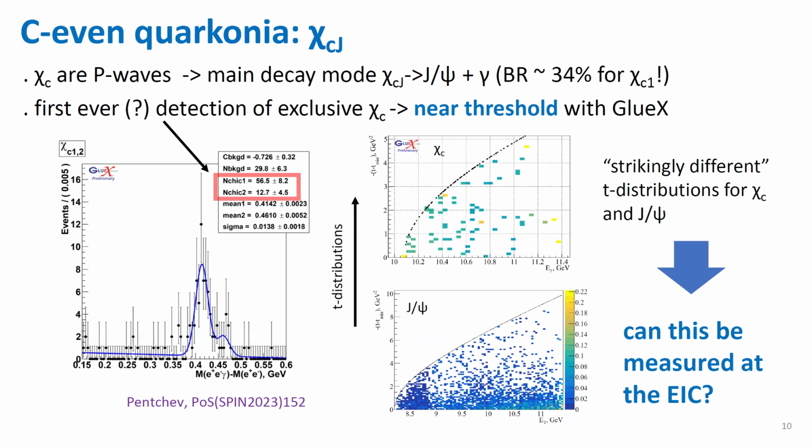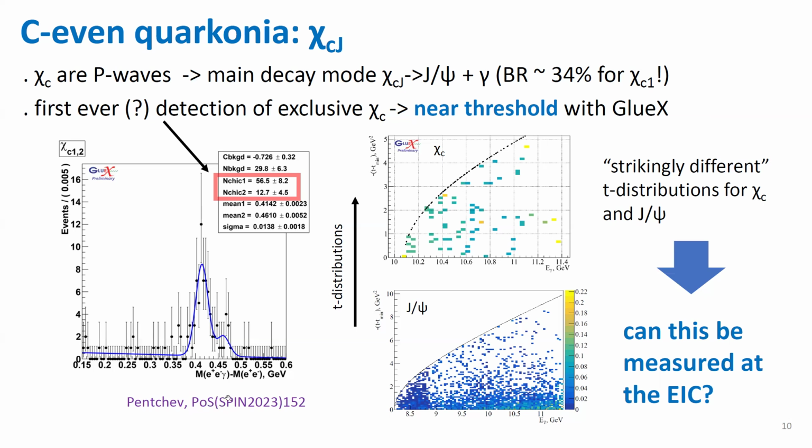Another interesting point is that for chi-C, there is actually data. Now, this data is not what we would like to see, since we want high energy data, but this is data near threshold, and it's a preliminary result coming from the GlueX collaboration. Here you see that they were able to see about 50 chi-C1s, and this is a preliminary result published in these proceedings.